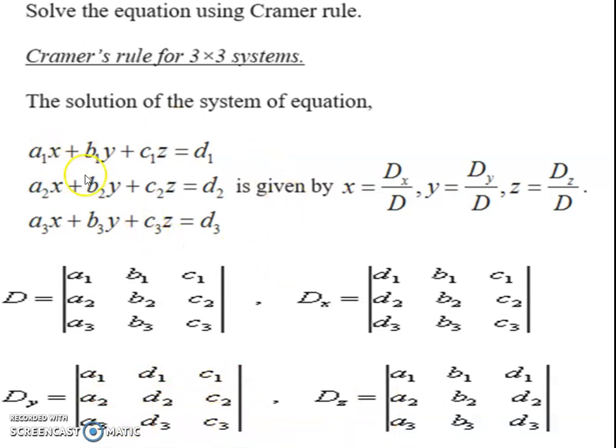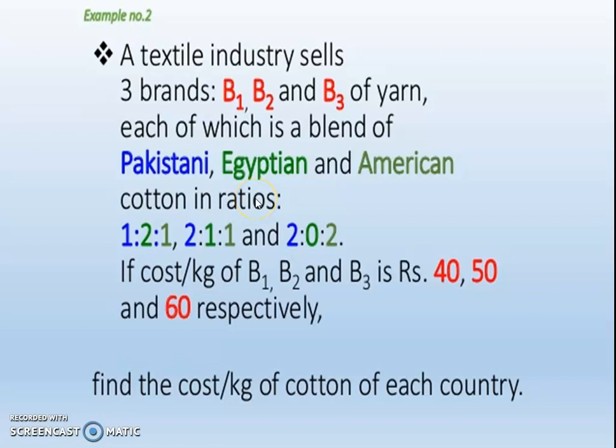Last but not least, instead of the coefficients of the z variable c1, c2, c3, we have to put d1, d2, d3. The remaining coefficients of x and y are the same: a1, a2, a3, b1, b2, b3. x is derived by dx upon d, y is derived by dy by d, z is derived by dz upon d. You must practice this example once again.